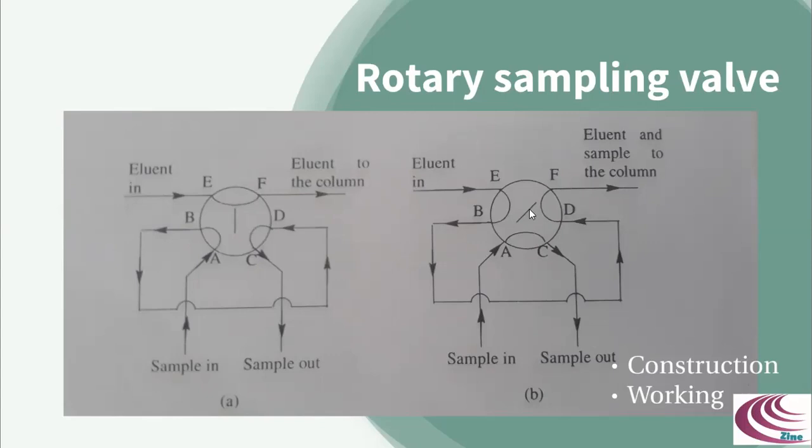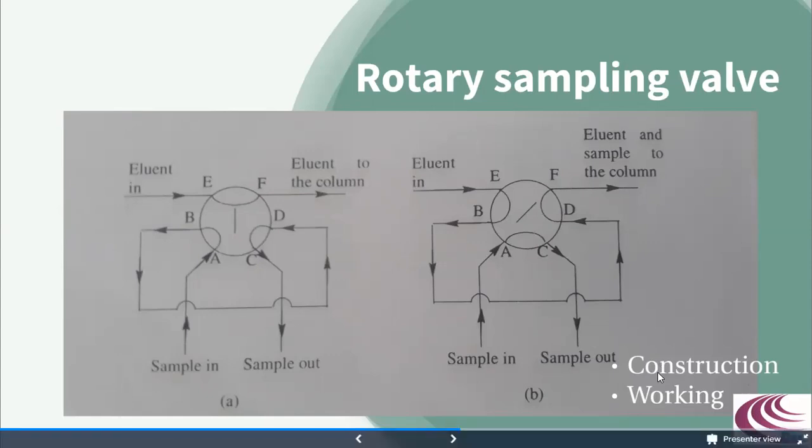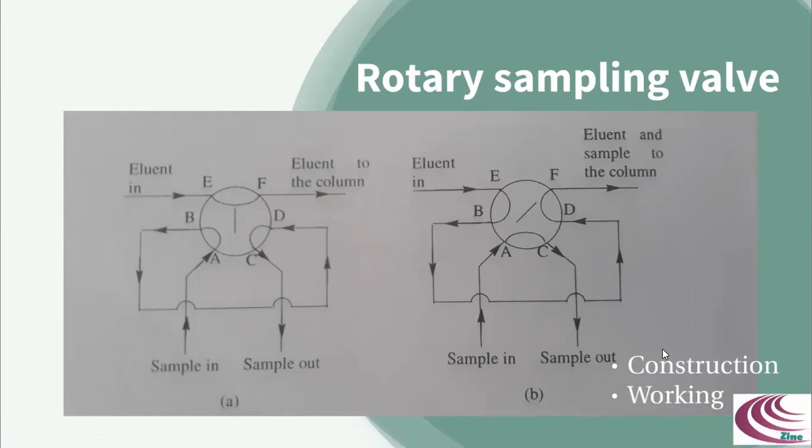The valve is then rotated by 45 degree. This makes changes in the internal connections, thereby connecting points A and C, and D and F, and point E and B. These connections result in two new loops, and these are EBDF and AC.